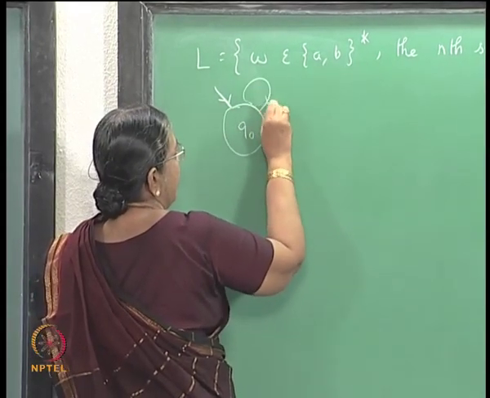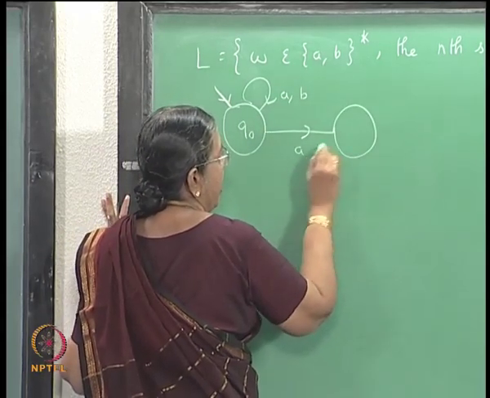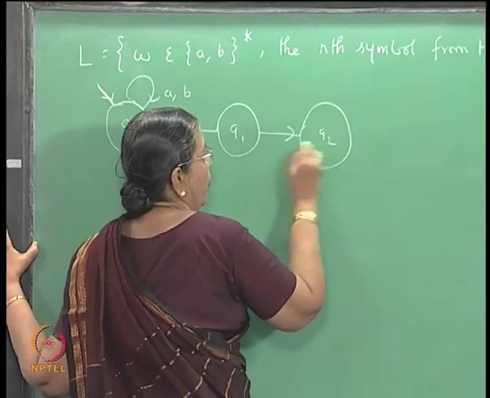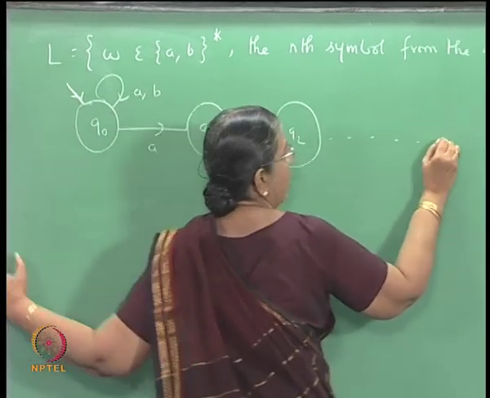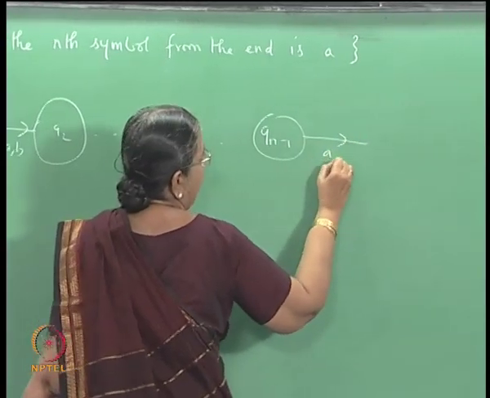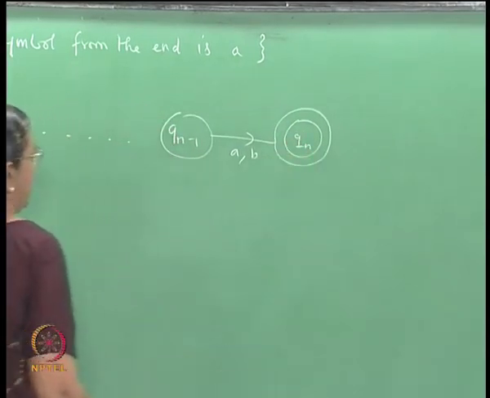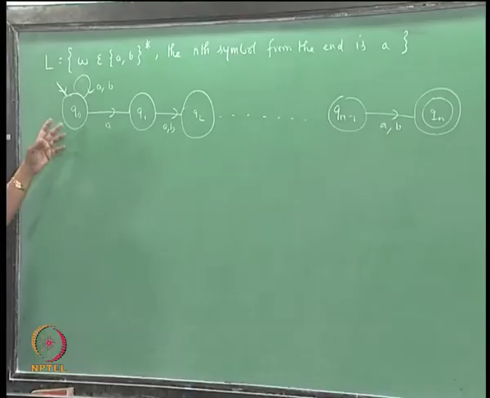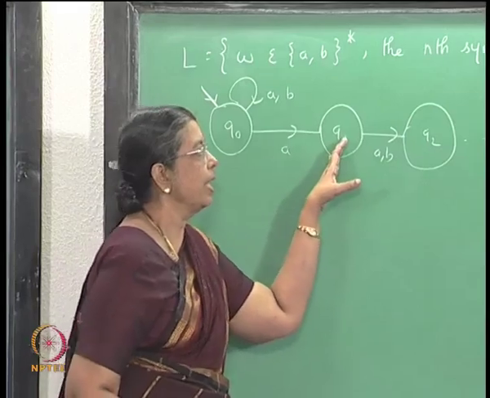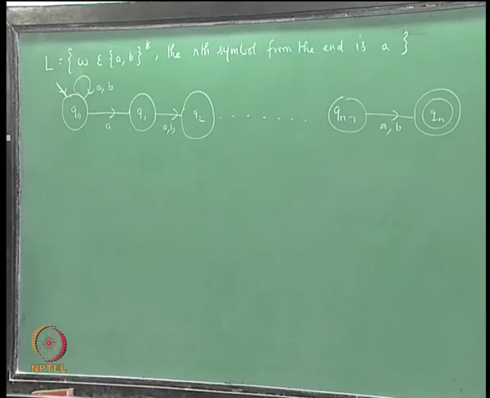It will be like this. You can have any string of A's and B's, then A, Q1, Q2, A comma B, Qn minus 1, A B, Qn. You can read any A and B, and then once you read an A, afterwards you can read only n minus 1 symbols, which can again be A B, all possibilities will be there.